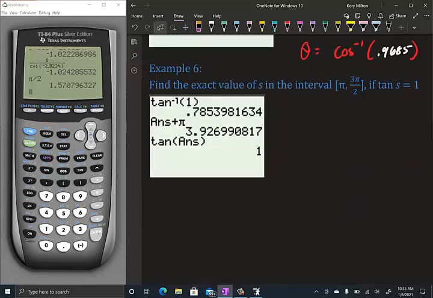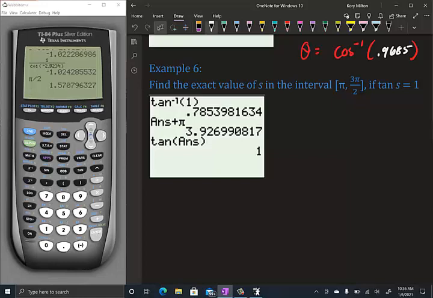Alright, so next we're going to find the exact value of s in the interval pi to 3 pi over 2 if tan s equals 1. Alright, so now we're talking about tangent. Tangent is not on the unit circle explicitly. It is if we figure it out though, right? It's sine over cosine. So I'm going to explain how to do it with your calculator, and then I'm going to explain how to do it by hand, and you need to know both.